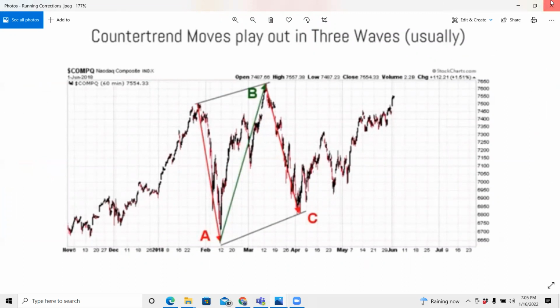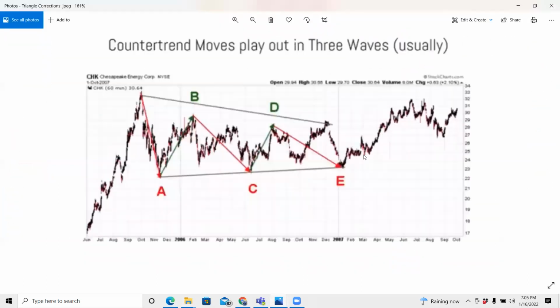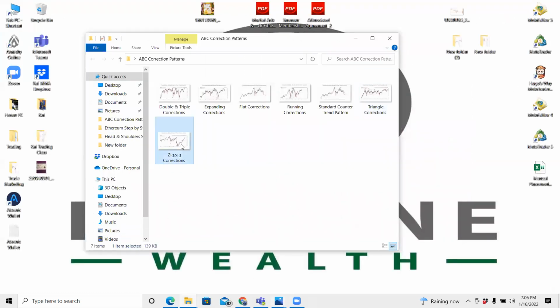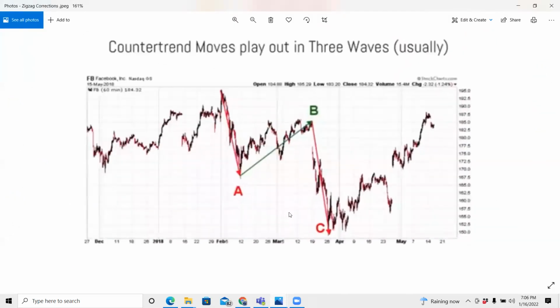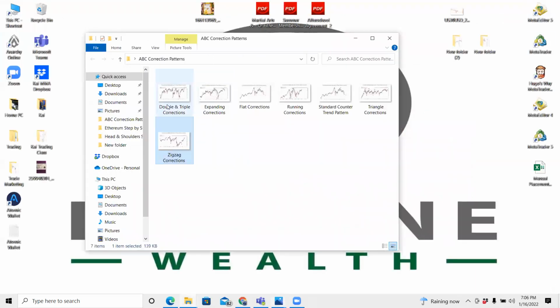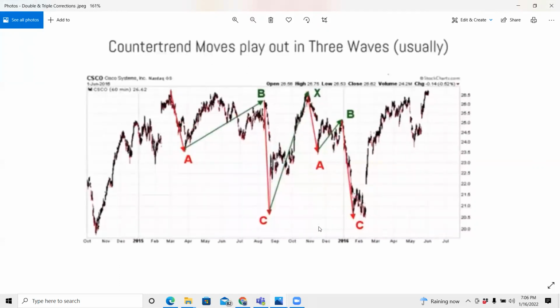Awesome job. We have our triangle correction. Great job, everybody. And now we have our zigzag correction. Perfect. And now last but not least, we have our double and triple correction. So now you can kind of see why nobody really wants to trade the ABC correction. You can trade it and you can make money off of it, but it is risky.